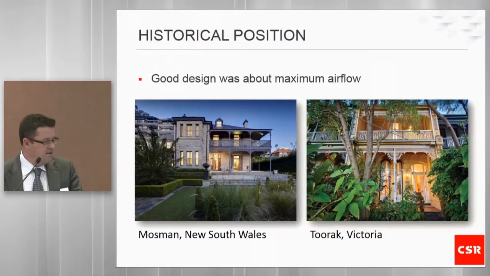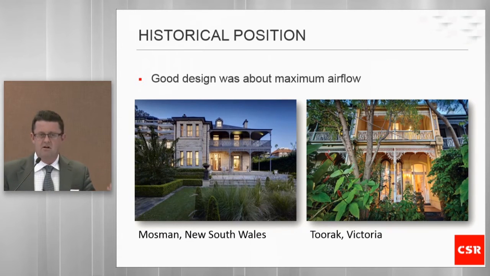So to do that, I guess what we're going to do is start off in a historical position. These two houses, I Googled when we did the presentation, I Googled the most expensive suburbs in Australia, and Mossman in New South Wales and Toorak in Victoria came up. And these sort of houses you would assume would be of the time, of the era, master built, had architectural design in them, so they were probably the leading houses of that era. These houses absolutely were designed on maximum or a significant amount of uncontrolled ventilation.